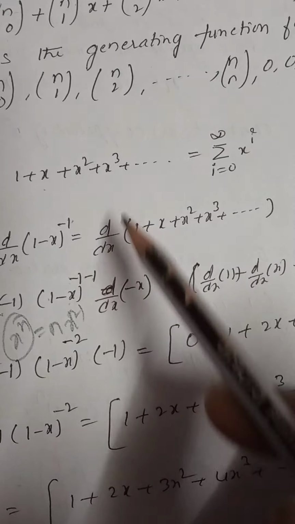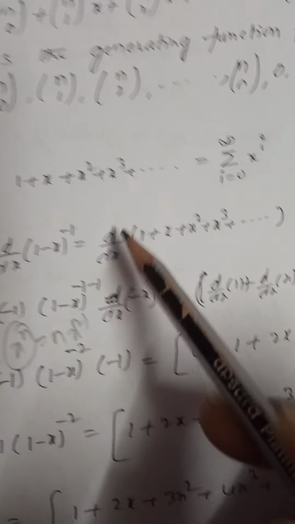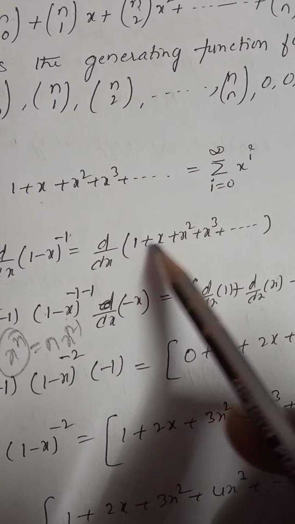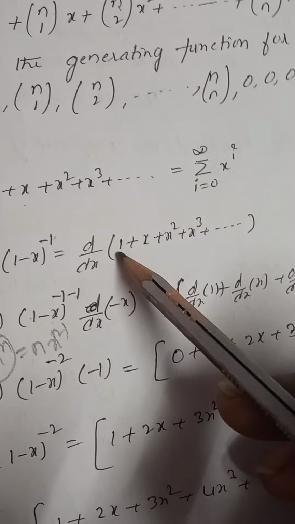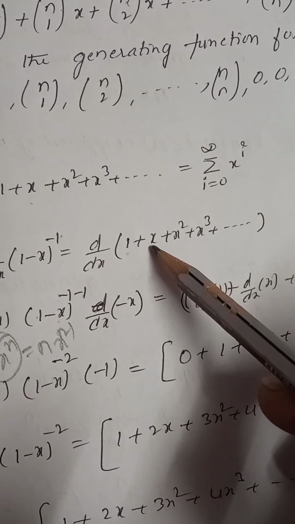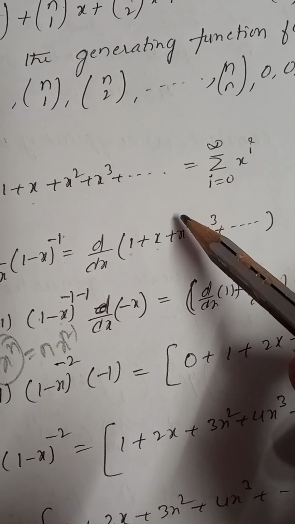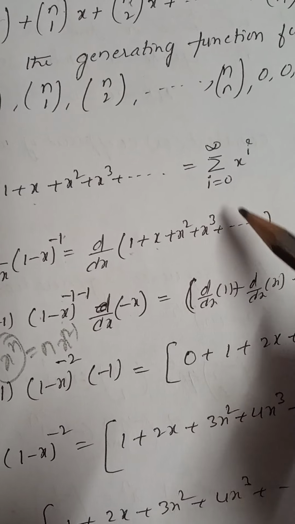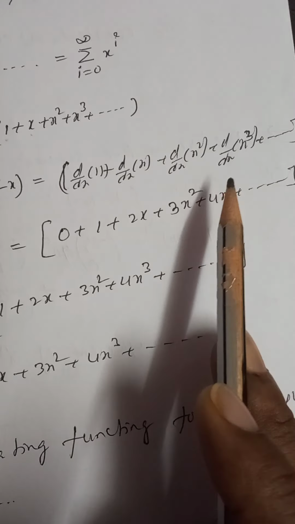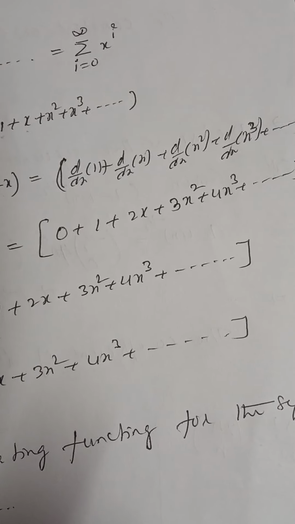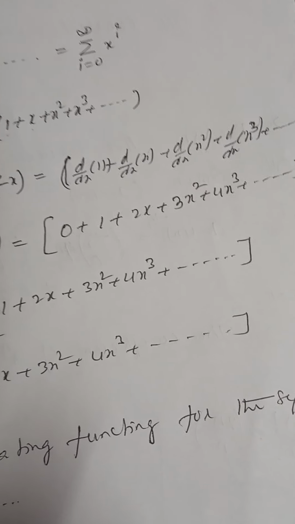This is the notation, right? This is the differentiation function, d by dx of the entire expression. d by dx of 1 is 0. d by dx of x is 1. Differentiation of x square is 2x. Differentiation of x cube is 3x square. Here differentiation of x power 4 is 4x cube, and so on.